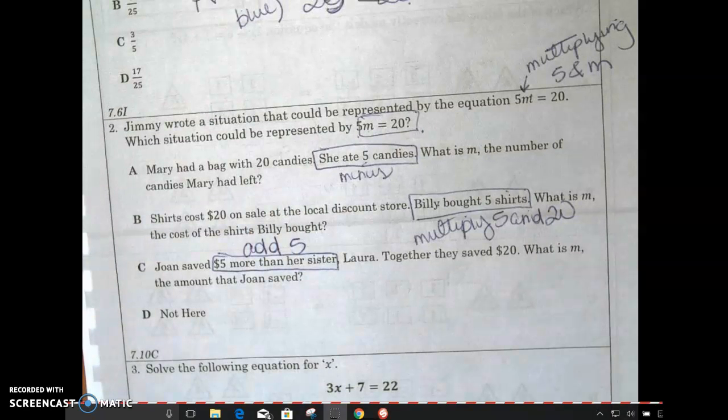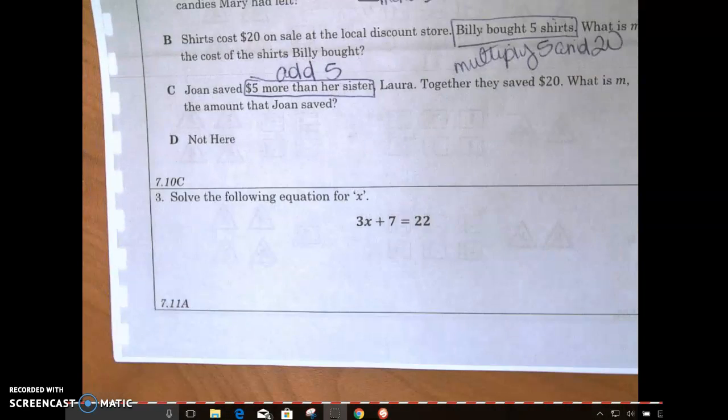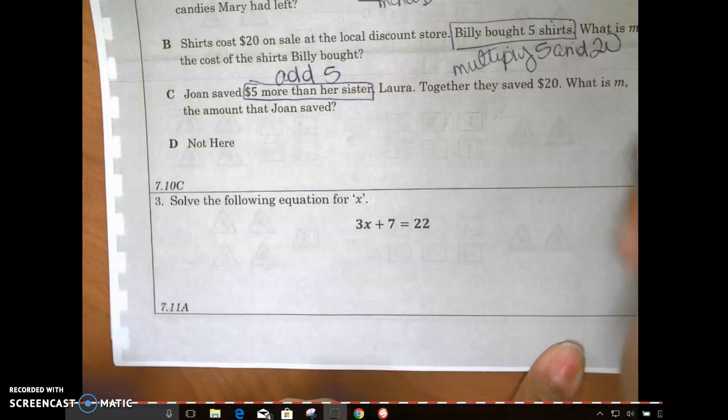Number 3. Solve the following equation for x. What do I need to do here? Tell me the steps because I'm not going to write them out.